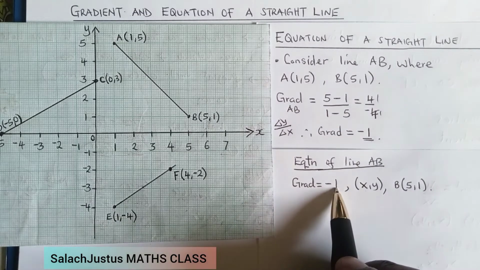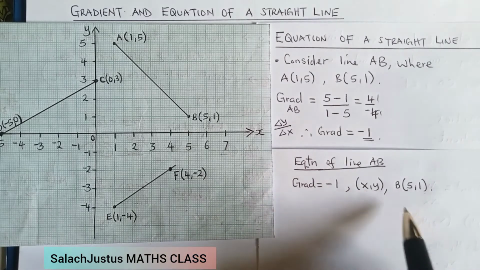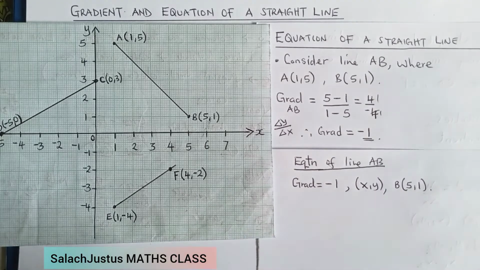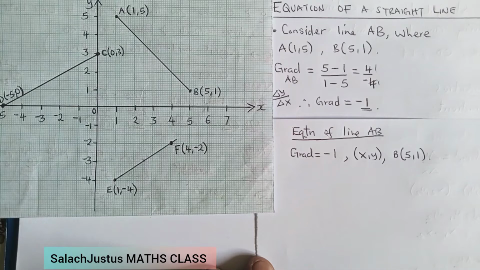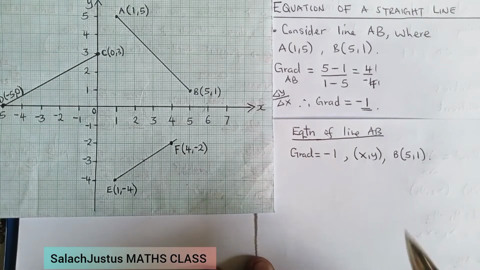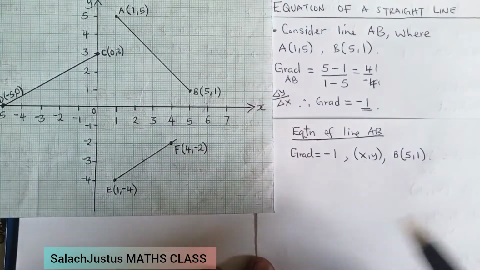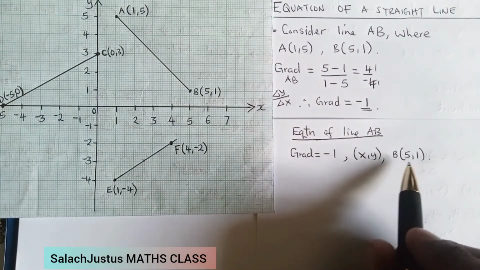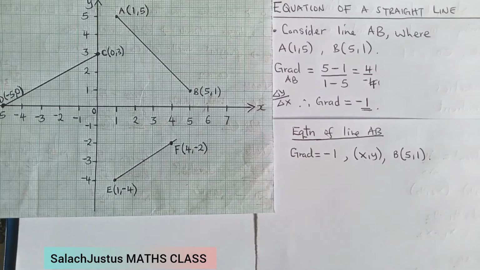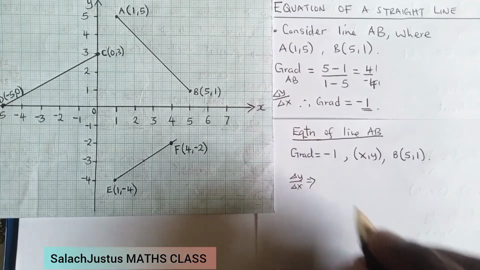So the gradient of the line is negative 1. I pick my arbitrary point (x, y) to represent all other points, and then pick one known point, (5,1), for example, in this section. And then we shall proceed as follows. The equation of the straight line: first we try to find the gradient. Of course, we already know the gradient, but let's use the concept of change in y over change in x and equate it to the gradient that is known. But this time round, we use the general point and one of our known points. So let's begin. The gradient shall be change in y over change in x.